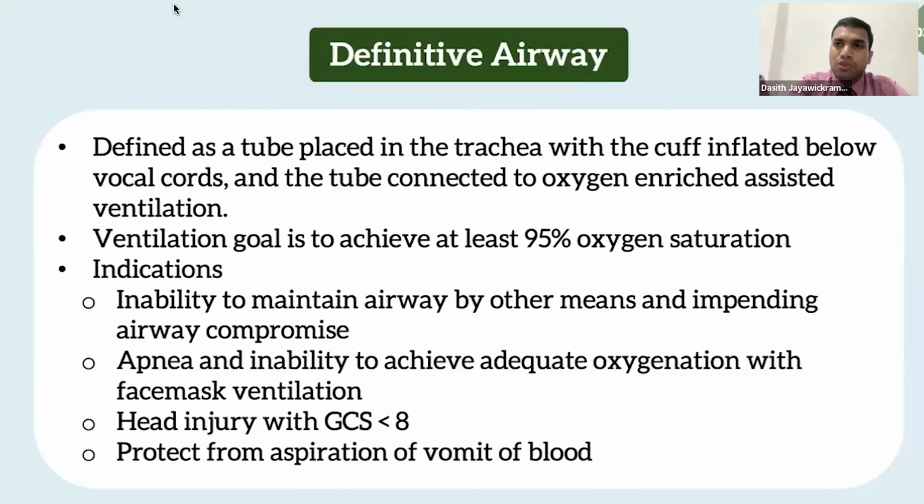And if there's a risk of aspiration, then again, we should put a definitive airway, because the cuff inflated beyond the vocal cords will prevent aspiration of gastric contents or blood that is ingested. So that is a definitive airway. Temporary airway is when the airway is placed above the vocal cords. This you need to know.